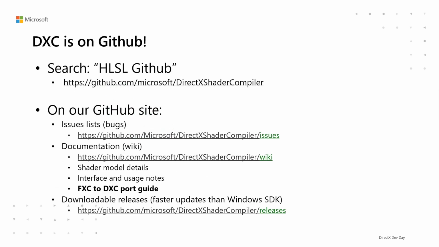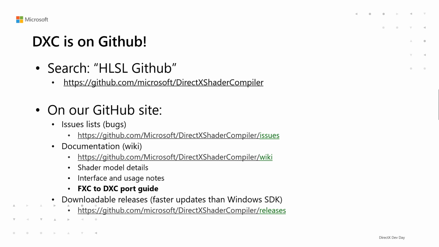Another cool feature of the new compiler is it is open source and available on GitHub. So you can search HLSL GitHub, or I provided our URL directly to the compiler. It's a standard GitHub site. It has some great things for you to go investigate. There's the issues list where you can see where all of our bugs and current issues are, and you can also file a bug if you run into an issue, or you can even give us a suggestion on what you'd like to see. The documentation is also on the GitHub wiki.